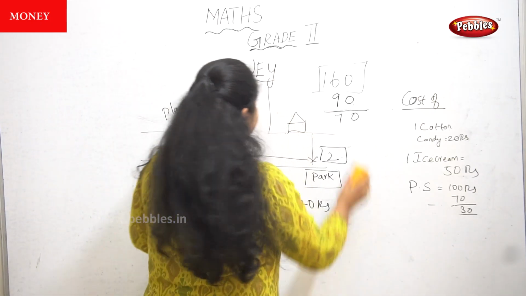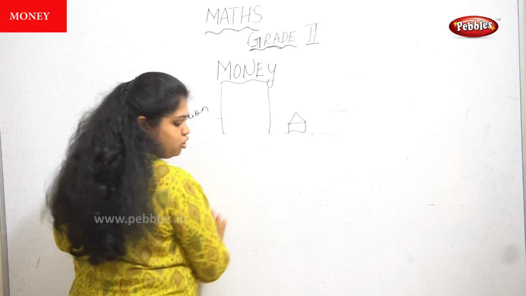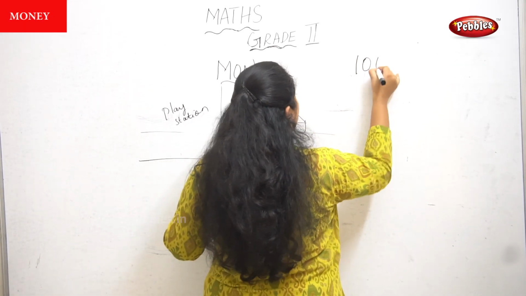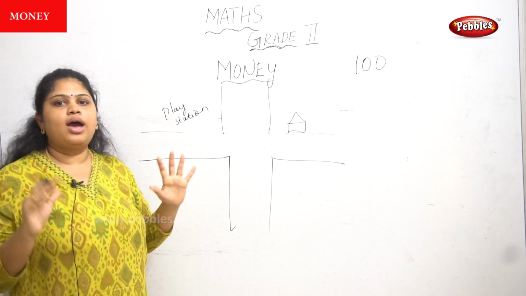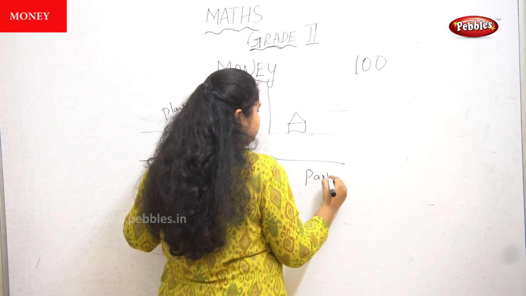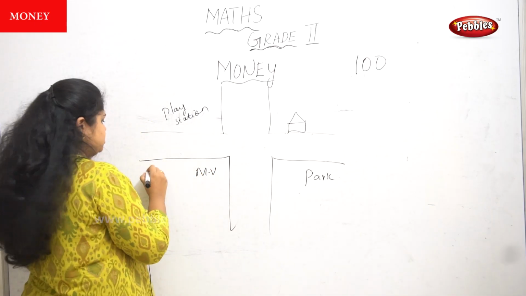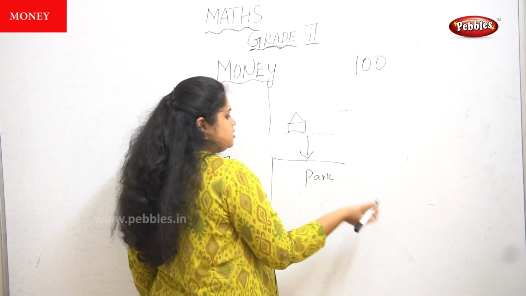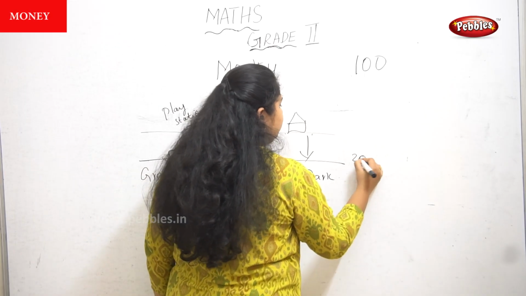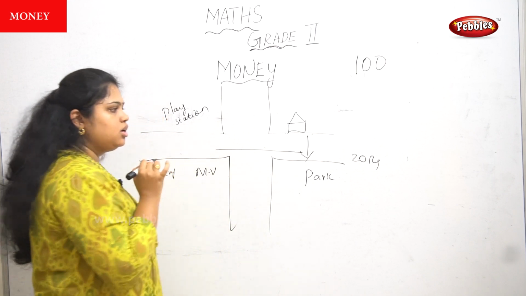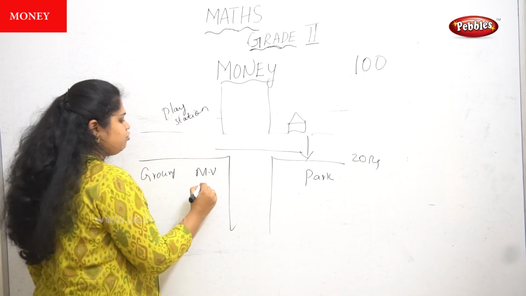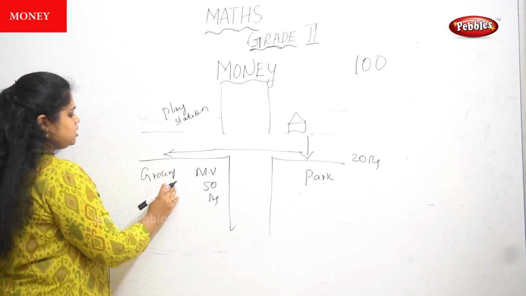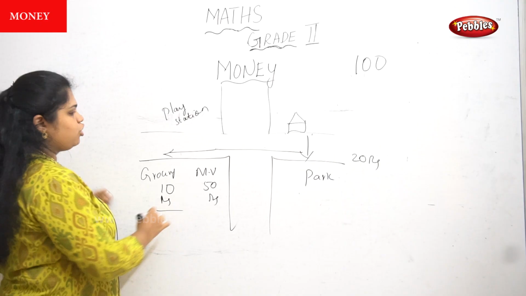So we'll do one more sum. This sum is going to be very important because you will meet this situation in your day-to-day life. For instance, you have 100 rupees when you travel from home. You are going to the park, a movie theater and a grocery shop. At the park you buy cotton candy for 20 rupees. Then you go to a movie, which costs 50 rupees. Then you go to the grocery shop and buy groceries for 10 rupees.